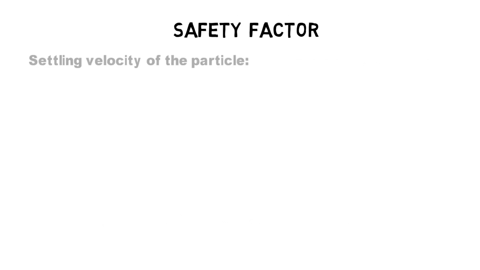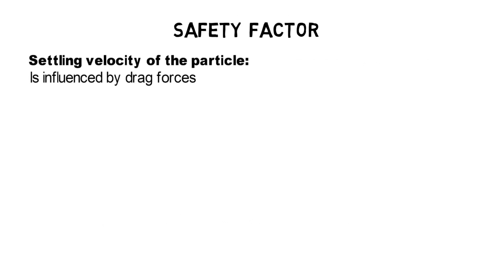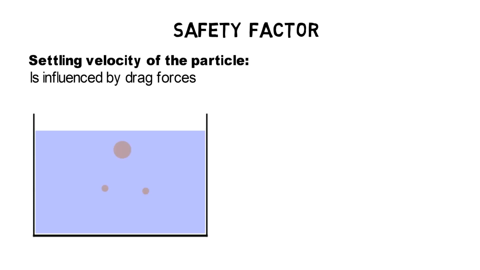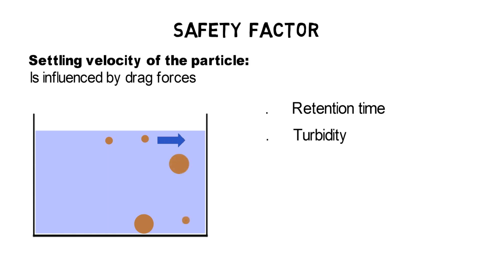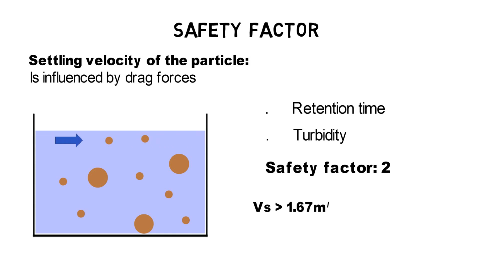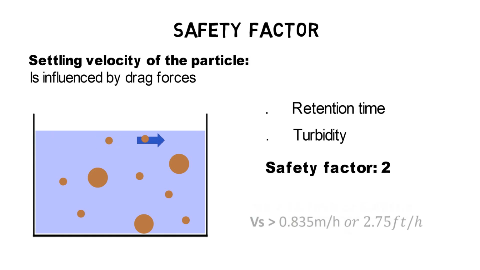As Stokes' law assumes lamellar flow, no other colliding particles and other factors, but we want to design a sedimentation tank, we have to consider an additional safety factor. Depending on the retention time and water turbidity, different safety factors can be applied, but we'll just use a safety factor of 2. Therefore, the resulting settling velocity of the particles is 1.67 meters per hour divided by 2 equals 0.835 meters per hour, or 2.75 feet per hour.